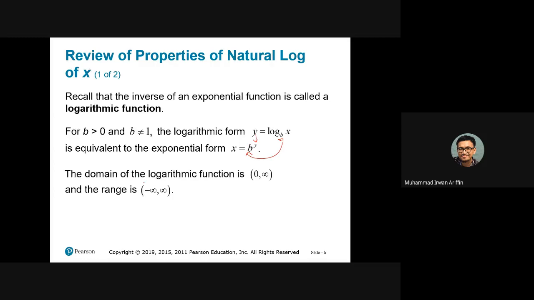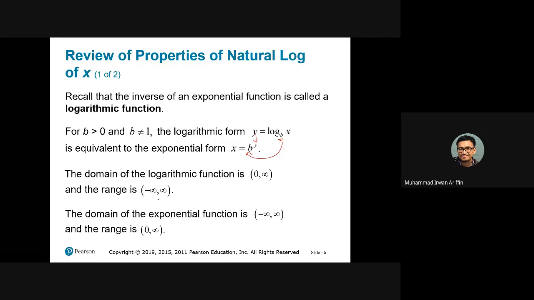So the domain of the logarithmic function is from 0 to positive infinity, while the range can be any real number. While the domain of the exponential function can take any real number, the range must be positive.